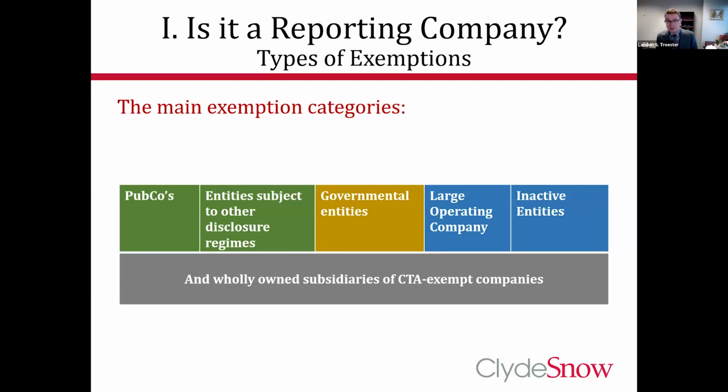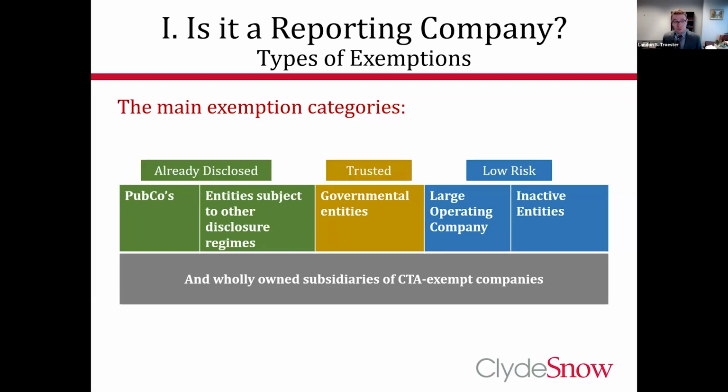Then there's governmental entities. Of course, there's an exemption for governmental entities created by law, which are doing certain types of governmental qualifying activity. And then the blue and the gray are the ones that I think are most interesting for your typical client, especially if they're not a public company, which is the large operating company exemption, inactive entities, and wholly owned subsidiaries of entities which are themselves Corporate Transparency Act exempt. So we're going to talk about each of these.